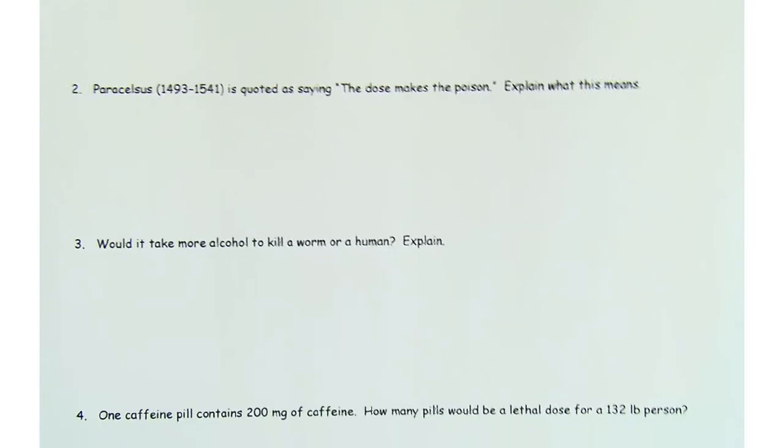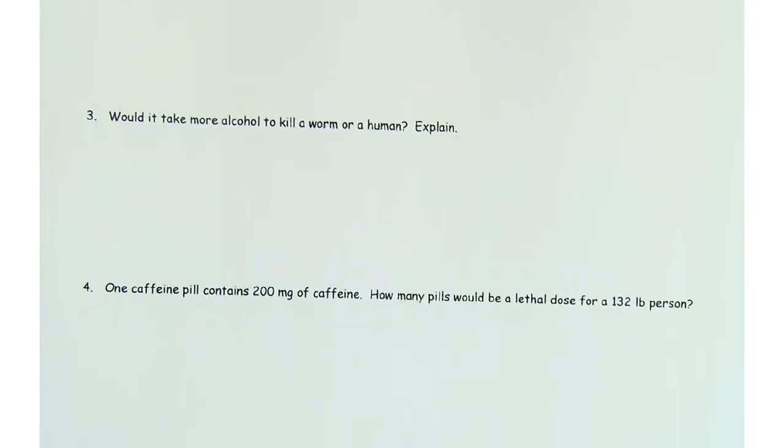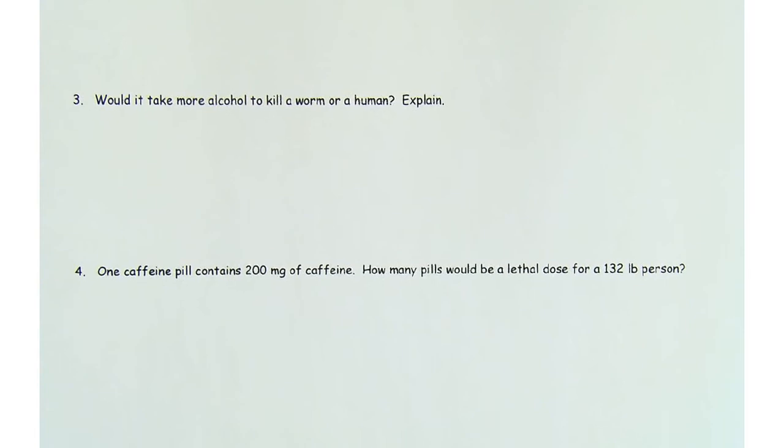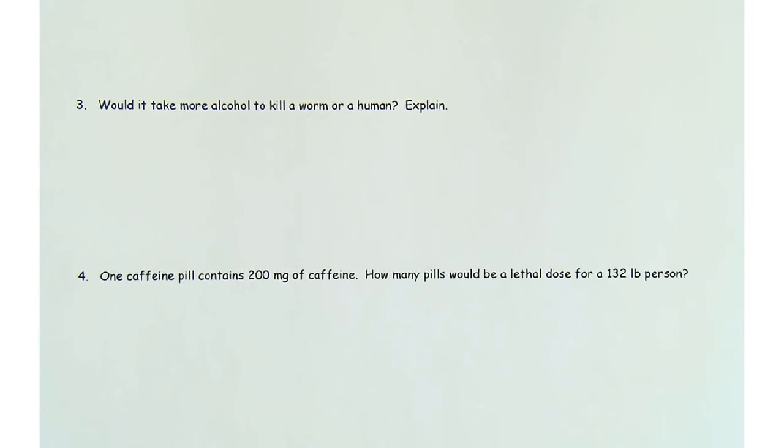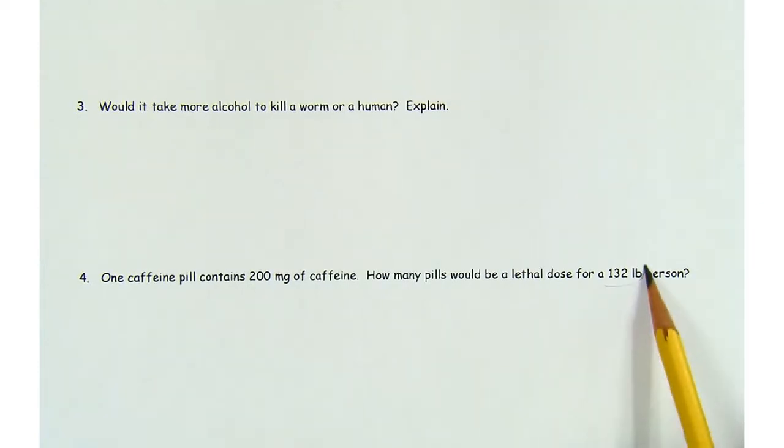And for the 4th question, this is the one I want to go over a little bit longer. Okay. 1 caffeine pill contains 200 milligrams of caffeine. How many pills would be a lethal dose for a 132-pound adult? All right, so there's a few pieces of information you're going to need to answer this question. One thing you're going to need, the weight of the person. Definitely going to need that.